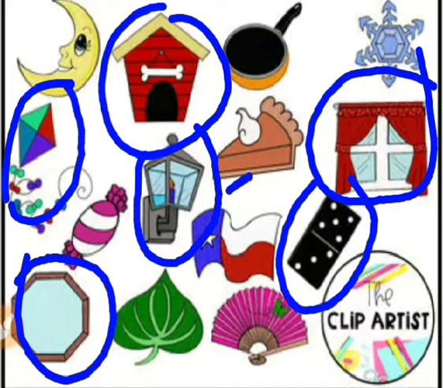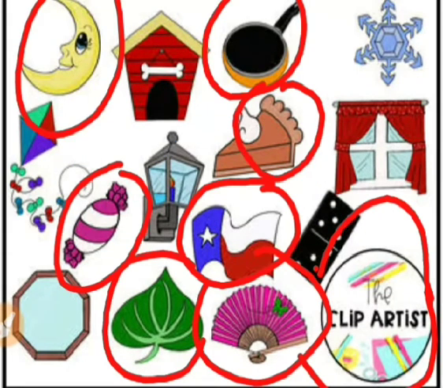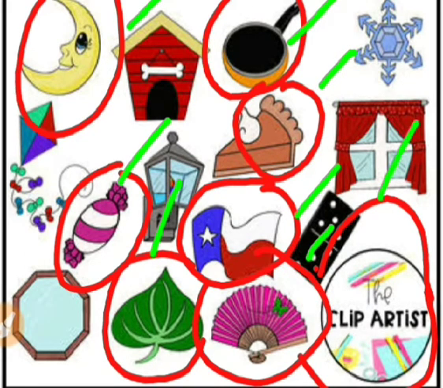The shapes which are circled with blue color, these shapes, children, these shapes are made up of straight lines. On the other hand, the shapes which are circled with red color, these shapes, children, they are made up of curved lines. As we discussed, children, that there are number of shapes all around us.